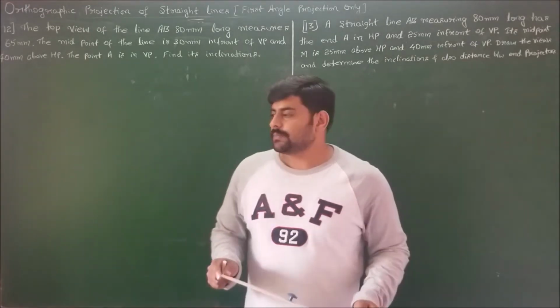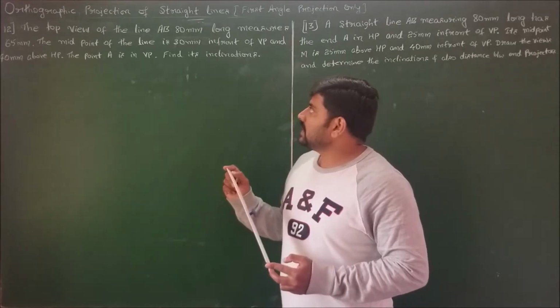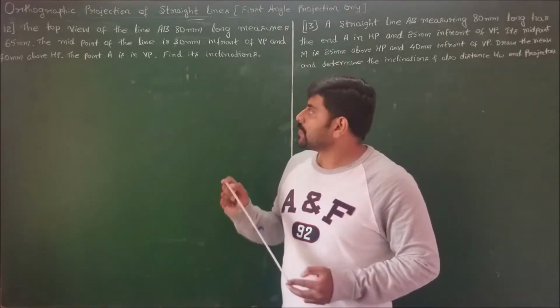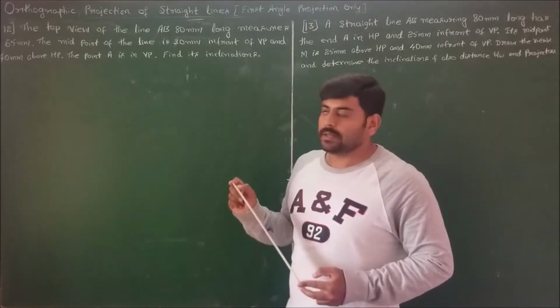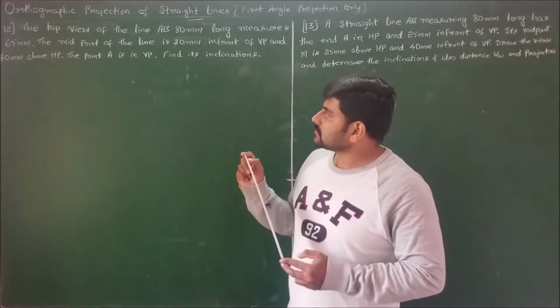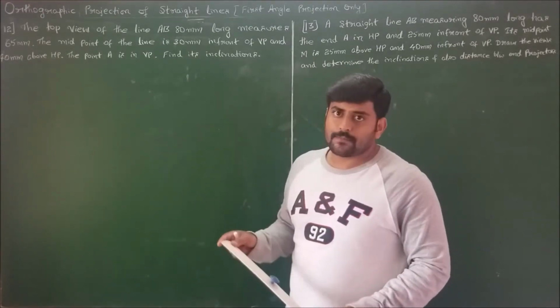The problem number 12 of our discussion states that the top view of the line AB 80 mm long measures 65 millimeters. The midpoint of the line is 30 millimeters in front of VP and 40 mm above HP. The point A is in VP, find its inclinations.